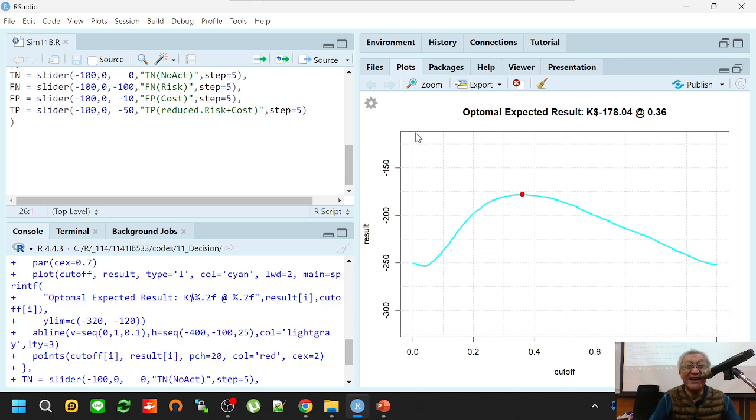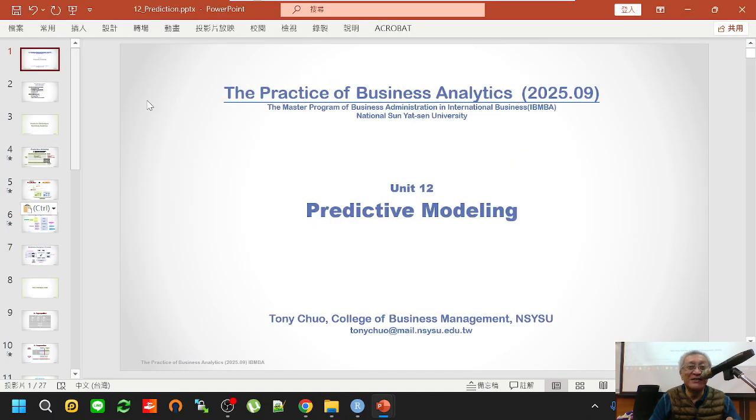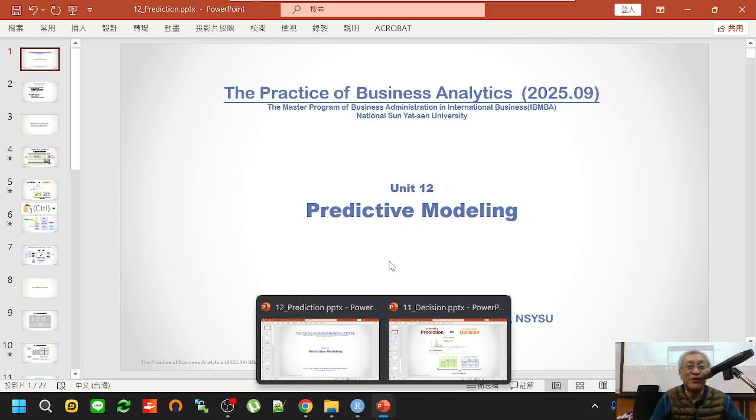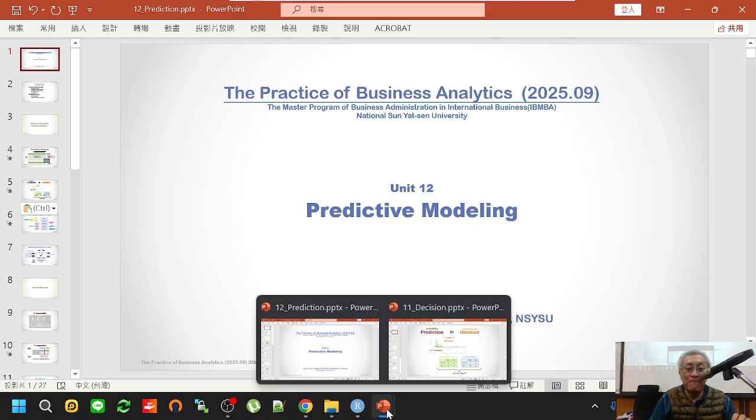Okay. So today we are going to unit 12. It's called predictive modeling. And I'm going to use Tafang as the example to do the predictive modeling.